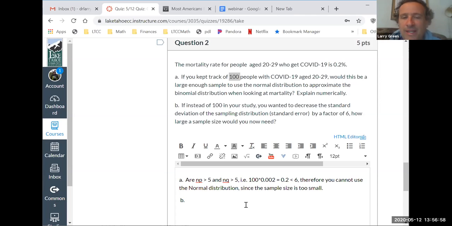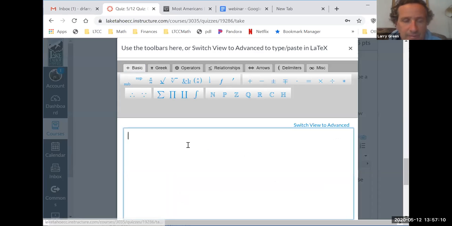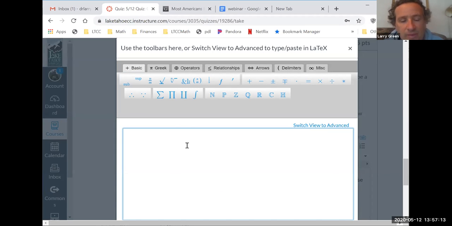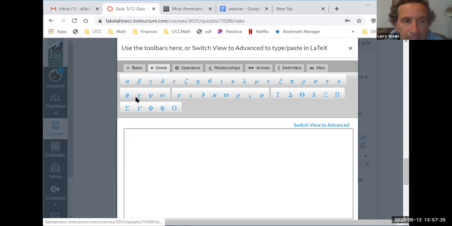Okay, so now we have an equation to use. So again, we started with 100. We want to decrease by a factor of 6. So let me go to an equation. And the equation is sigma sub x bar, because that's what we're looking at as a standard error, which is sigma sub x bar. Let's write that out.